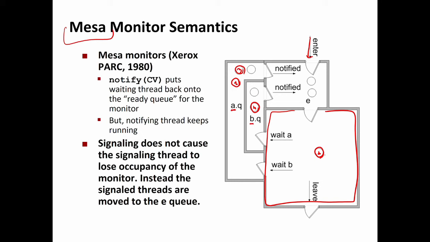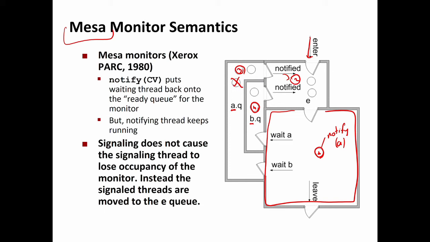Now when number 1 notifies, for example, notify A, what it means is, as a result of this notification, one of them, and it may be the case that this 2 would be moved into here. So this guy will be gone.